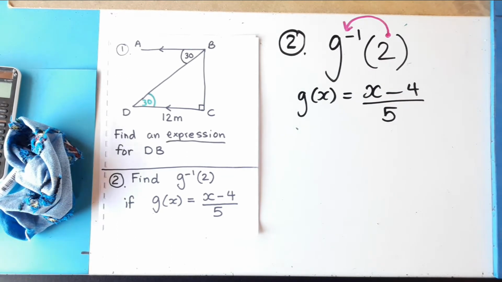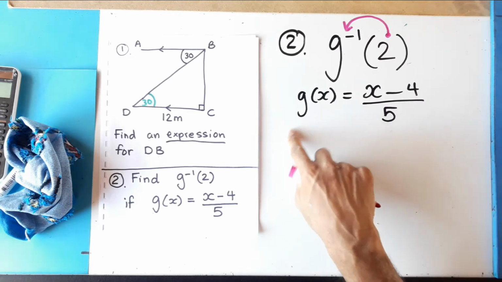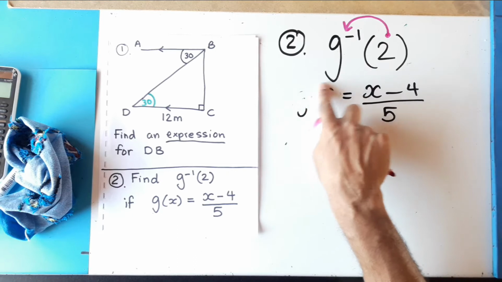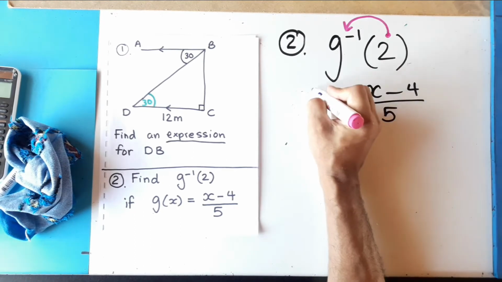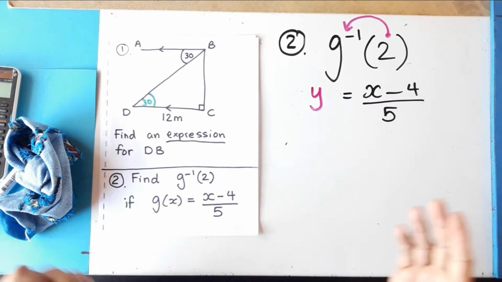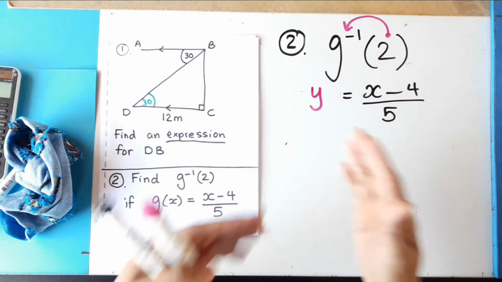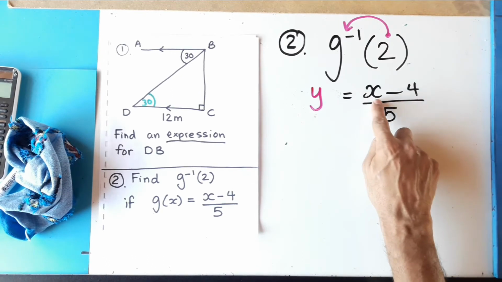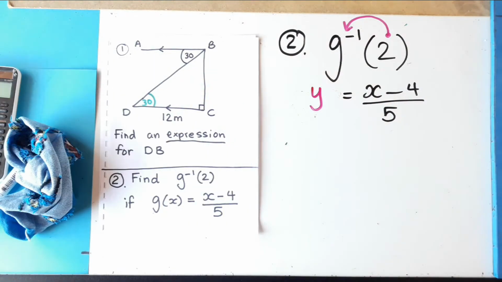Alright, so when you're finding the inverse of a function, the first step is usually to erase G(x), because G(x) can be replaced with y. The next step is to switch x and y. Wherever you see a y, it changes to x. And wherever you see an x, it changes to y.